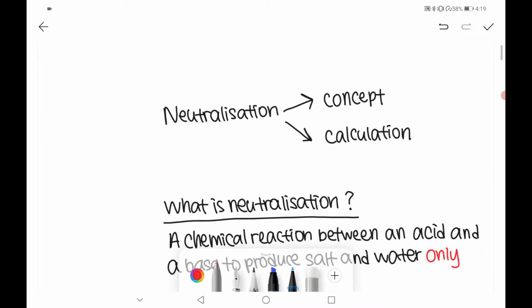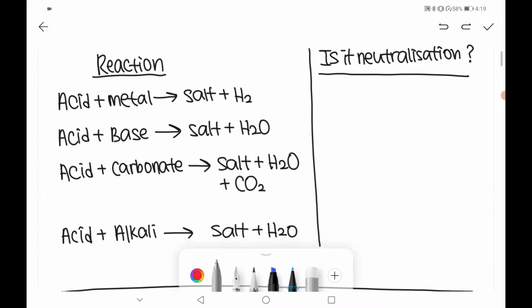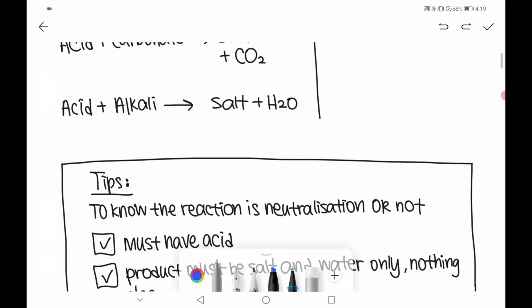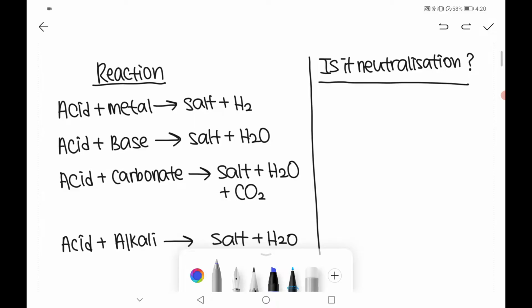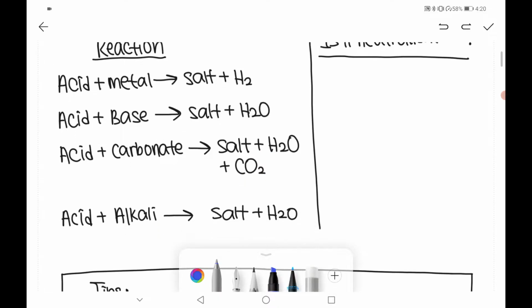So when acid reacts with base and you produce salt and water, this is called a neutralization reaction. Let's do a very quick test together. Now you are given 4 chemical reactions: acid plus metal to produce salt and hydrogen, acid plus base to produce salt and water, acid reacts with carbonate to produce salt, water and carbon dioxide, and acid reacts with alkali to produce salt and water.